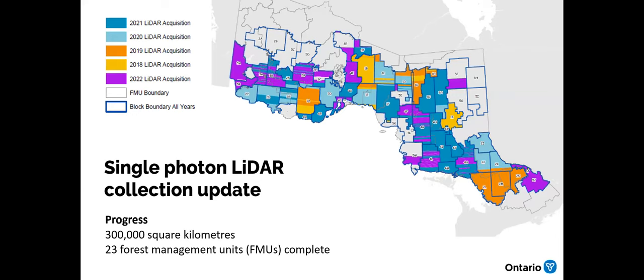So we're about 55,000 square kilometers shy of the target of finishing the area that you see outlined in gray up on the screen. And that leaves us with about 23 forest management units complete with full LiDAR.